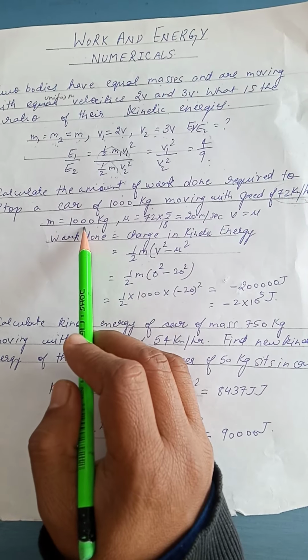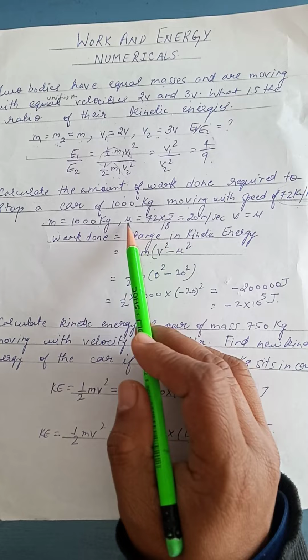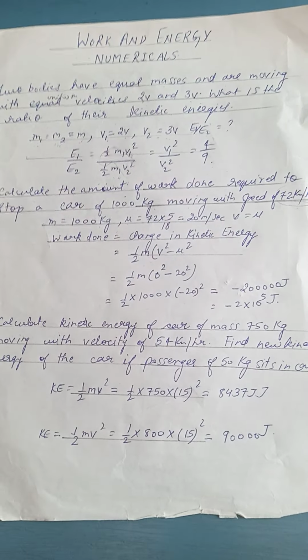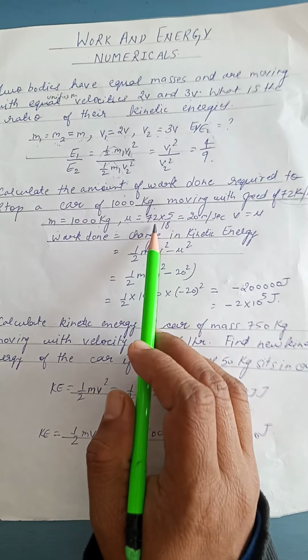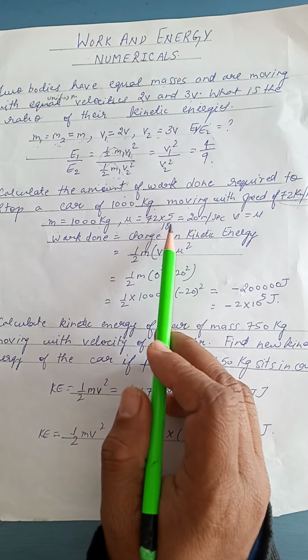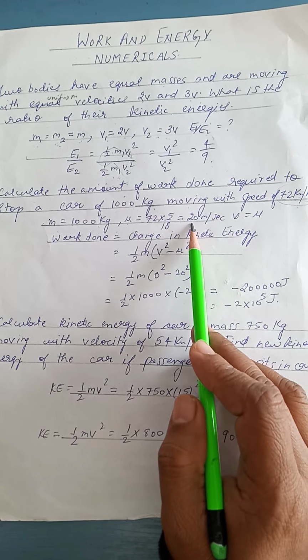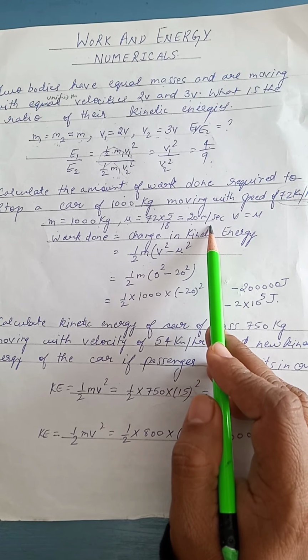So as per the given condition, m equal to 1000 kg, u is given as 72 km per hour. When you multiply by 5/18, this will get cut off, and finally you will be getting 20 meter per second.